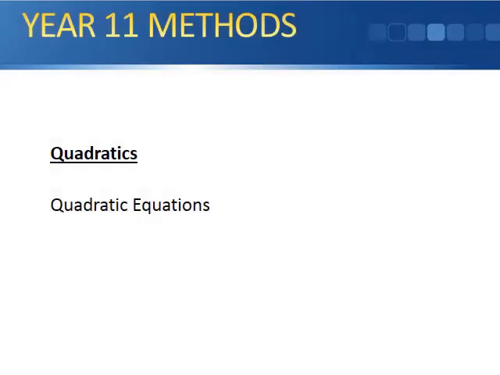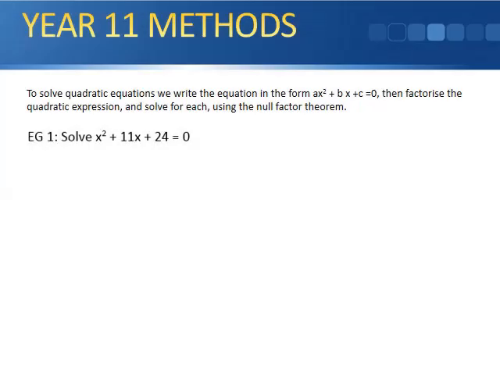Today we're having a look at quadratic equations. To solve quadratic equations, it's probably best to write them in a particular form, which is ax squared plus bx plus c form. If we write them like this, then we can factorize them, and then we can solve them by using the null factor theorem, which you should know: one bracket equals 0 and then the other bracket equals 0. So let's do this one here.